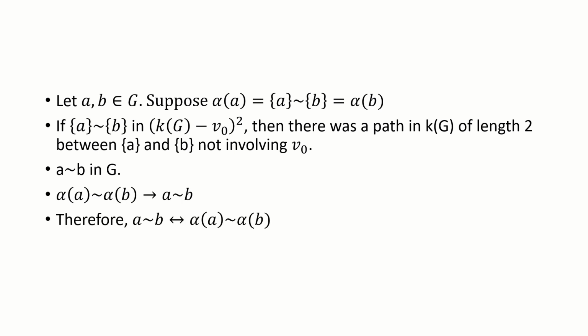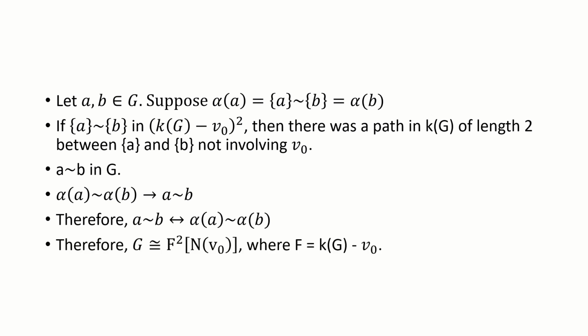So the images of A and B are adjacent in K of G minus V sub 0 squared if and only if A and B are adjacent in G. So alpha is an isomorphism, and our two graphs under discussion are isomorphic.